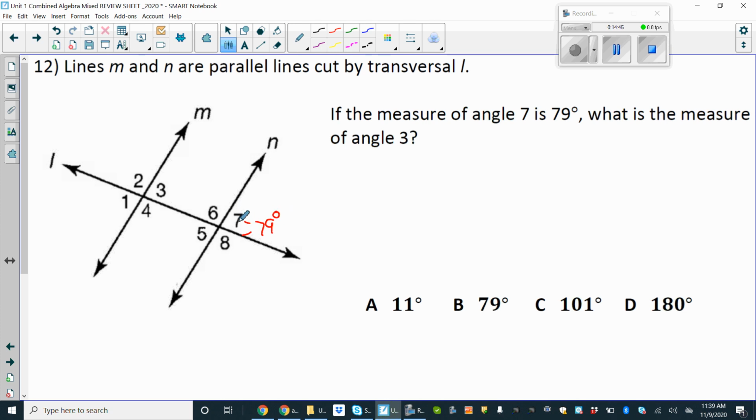When I am checking for angle measurements, I like to draw my zigzag. So I circle 7, cross the transversal, circle 5, cross the transversal, circle 3, cross the transversal, circle 1. Remember, anything in the zigzag are equal to each other. So 5, 7, and 3 are equal to each other. We are solving for angle 3. Therefore, it's congruent to angle 7. So therefore, angle 3 is 79 degrees as well. And in case you were able to recognize, 3 and 7 are corresponding angles, and we know corresponding angles are equal to each other.